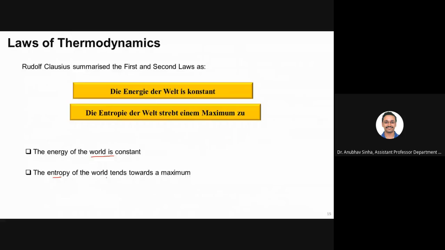Or in other words, I can say that it increases. It is always either constant or increasing. Entropy can never decrease for an isolated system or for the universe. So this is the basic summary of the second law in a nutshell.